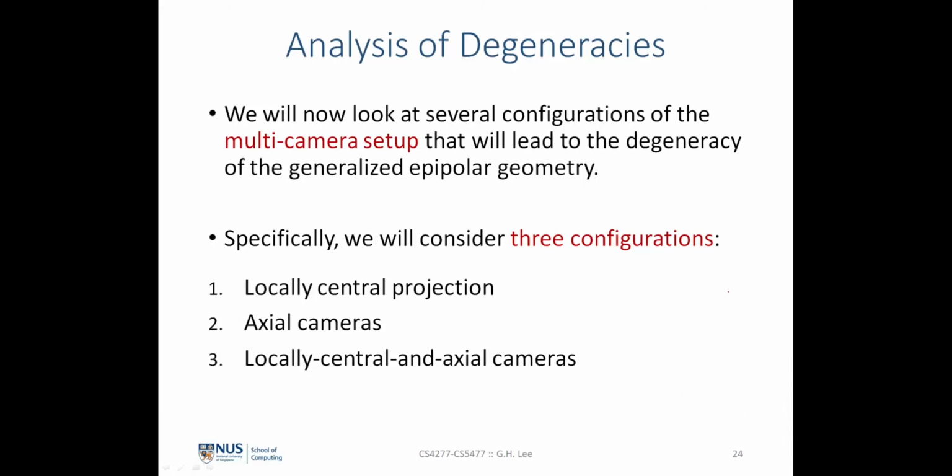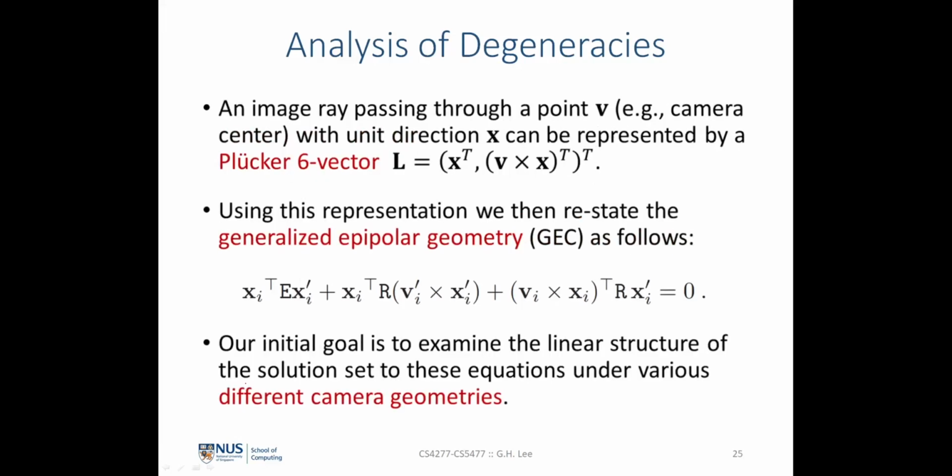So unfortunately, the linear 17-point algorithm that we've seen will not work for all configurations of the general camera. We'll look at the degenerate cases under three configurations, in particular, the locally central projection, axial cameras, and the locally central and axial camera configuration. Now we'll follow the notation of the paper that proposed this analysis of the degeneracy, written by Hongdong Li, that I have mentioned in the acknowledgement slide earlier on.